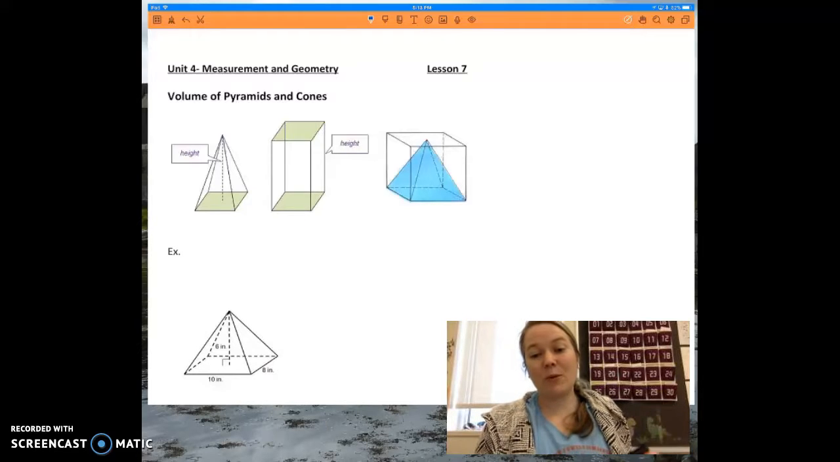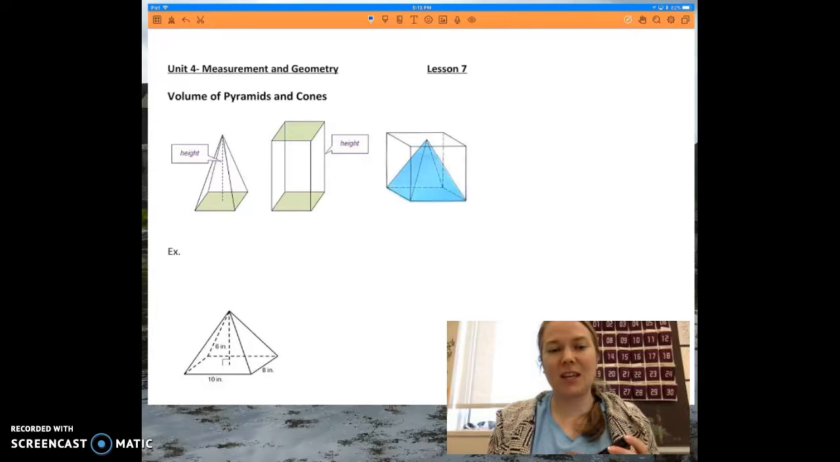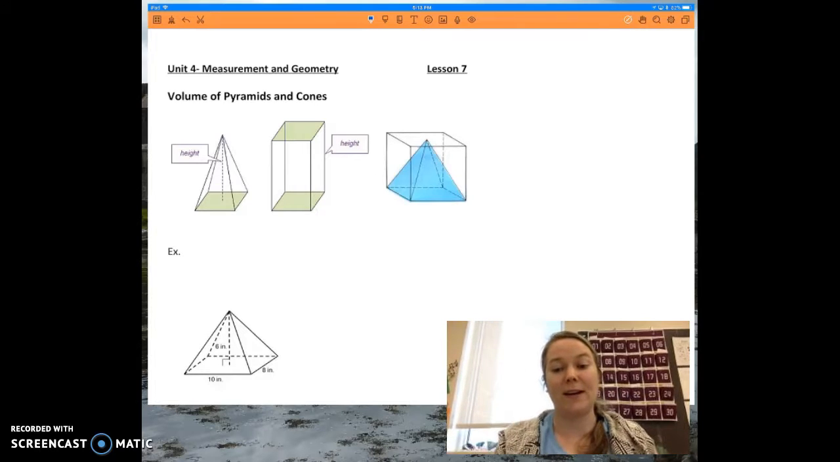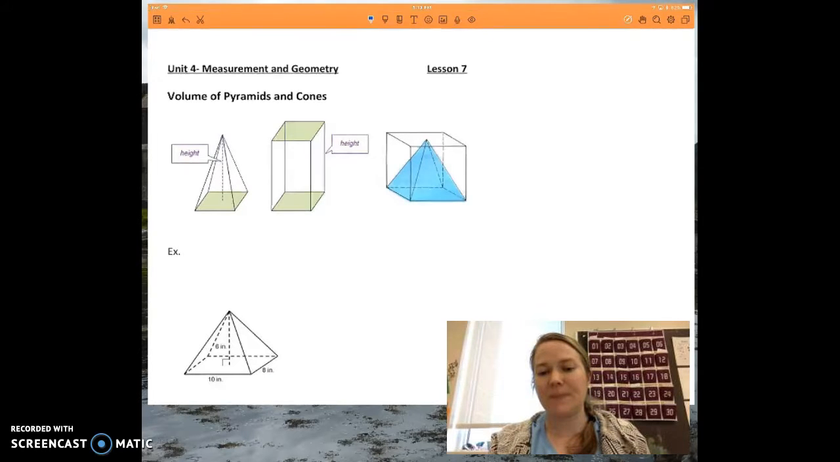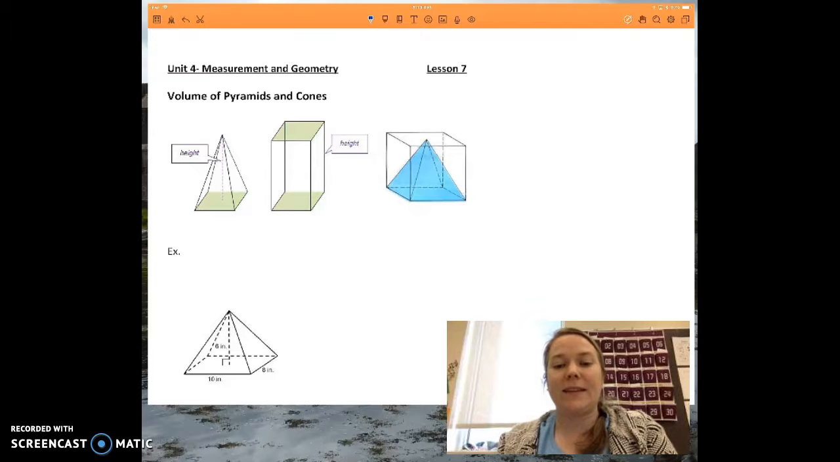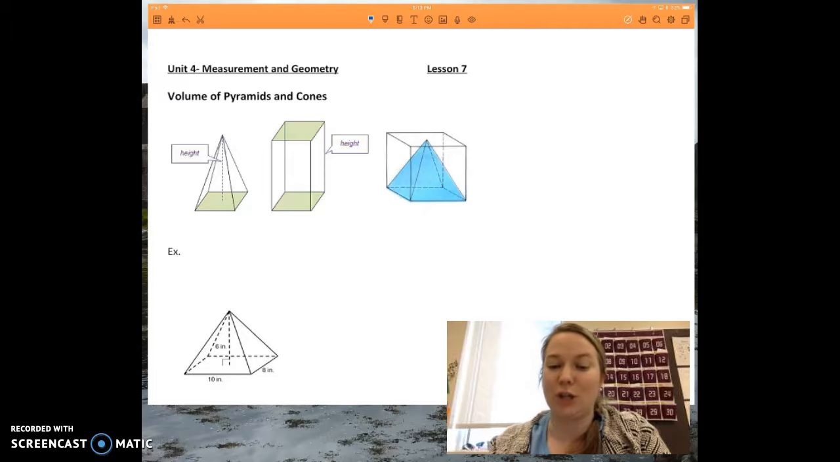So now we're moving on to lesson 7. Lesson 7 is where we move into our new three-dimensional shapes. Prisms and cylinders should have been reviewed for you from grade 8 or grade 7, depending on your curriculum. And now we're going to move on to what should be some new three-dimensional shapes, pyramids and cones.